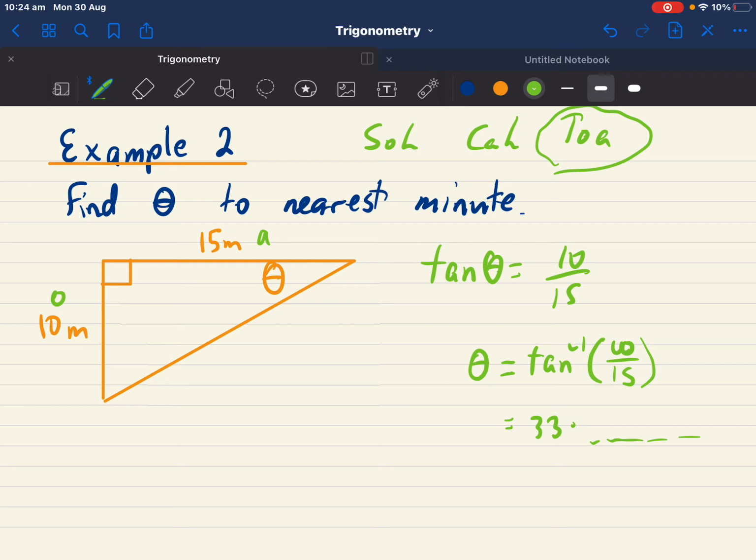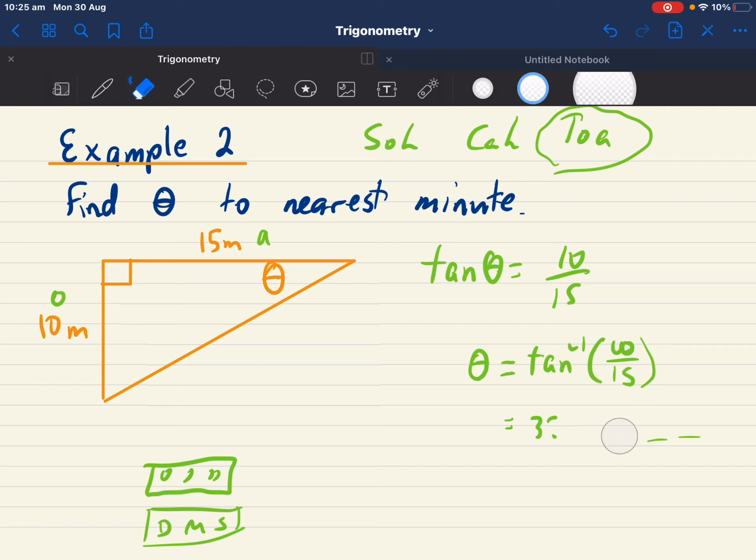But we've been asked to round this to the nearest minute. So we have this extra step where to convert it from just a degree with a decimal into degrees, minutes, and seconds, you just press the degrees, minutes, seconds button. If you happen to have a really old calculator, the button is called DMS, which you can imagine stands for degrees, minutes, and seconds. Anyway, you press that button, it'll convert it for you.